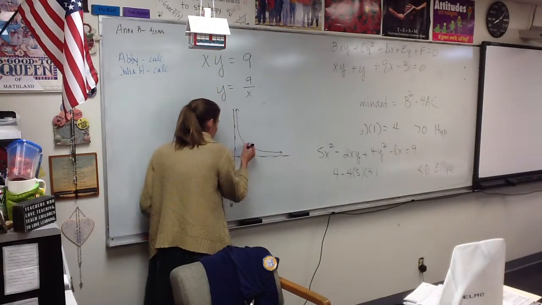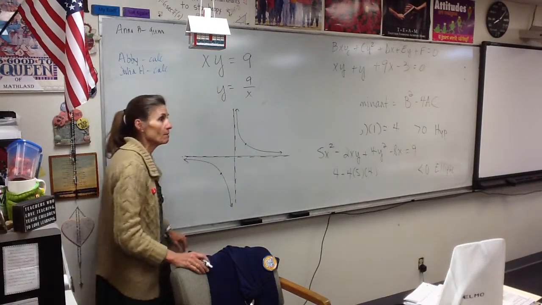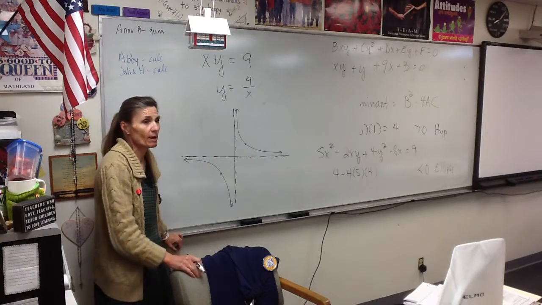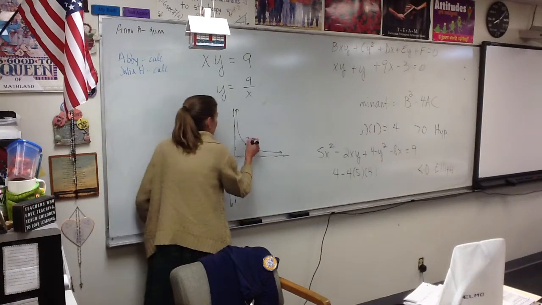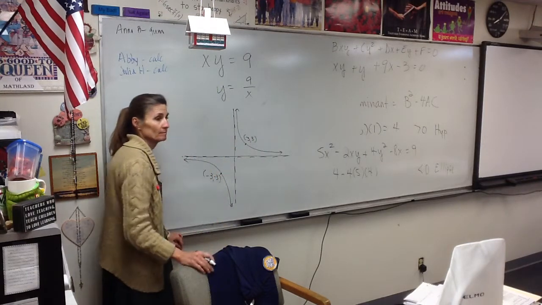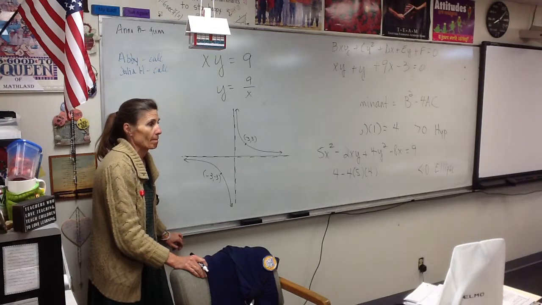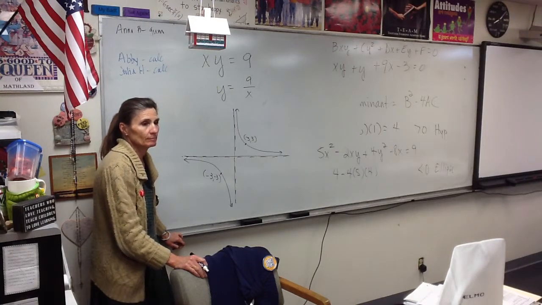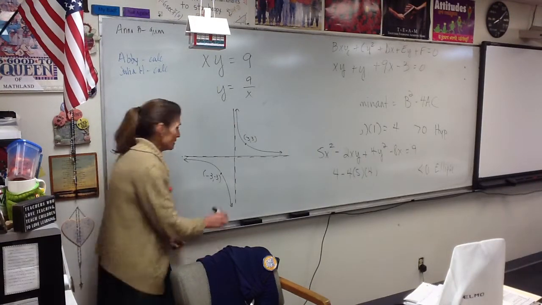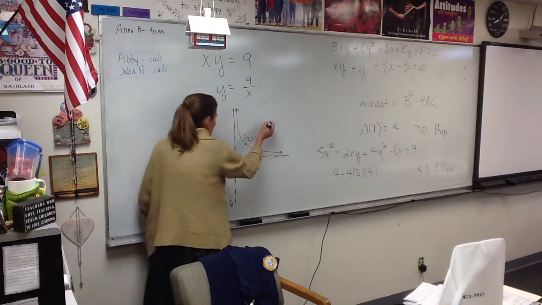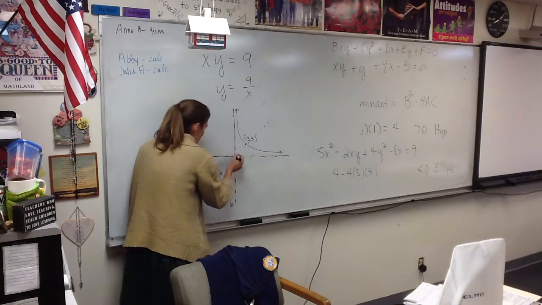Any idea where the vertices of this hyperbola might be? This equation right here. Any idea where the vertices might be? If you guess, you'll get it right. 3, 3. And -3, -3? Any idea where the center is? 0. The origin. Center is at the origin. This would be your transverse axis. Would everybody agree with that?